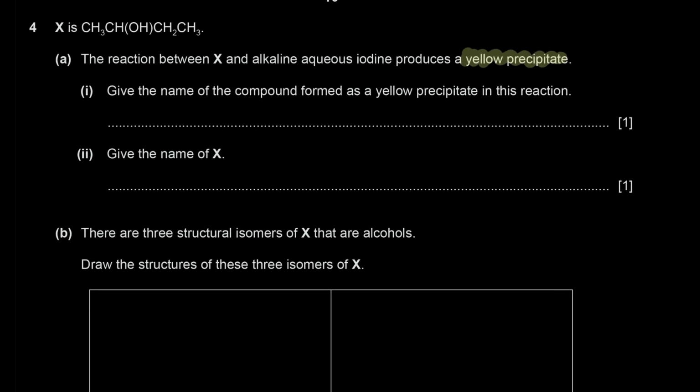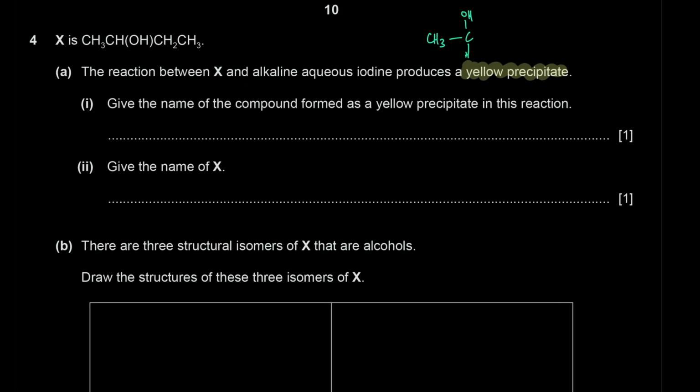So if you guys remember, this reaction is called the iodoform reaction, right? When you have a CH3CH(OH) group present, then with alkaline aqueous iodine, using iodine in alkaline aqueous conditions, the CH3 group breaks off and you end up making a salt of the acid. The yellow precipitate that we produce is triiodomethane.